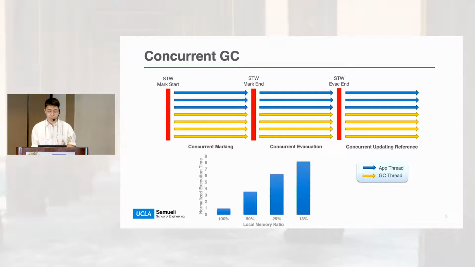We ran the DaCapo benchmark with Shenandoah GC under different local memory ratios. Though their pause times are still at the millisecond level, the application throughput decreases sharply when the local memory becomes smaller. And for some other applications, the slowdown can even reach up to 25 times. But why? Why does concurrent GC slow down the application so much?